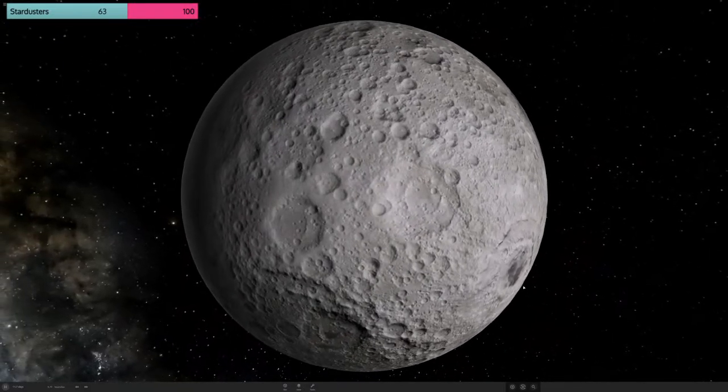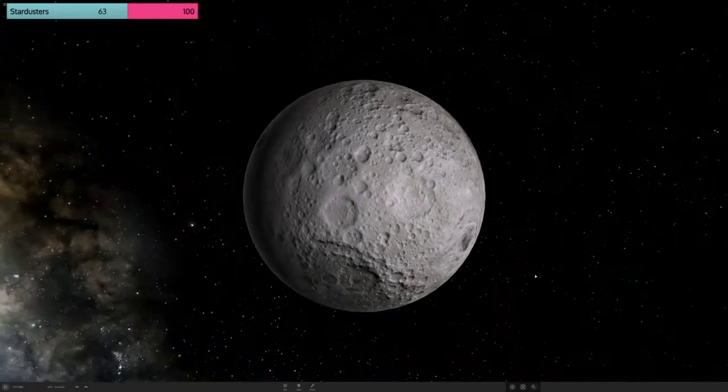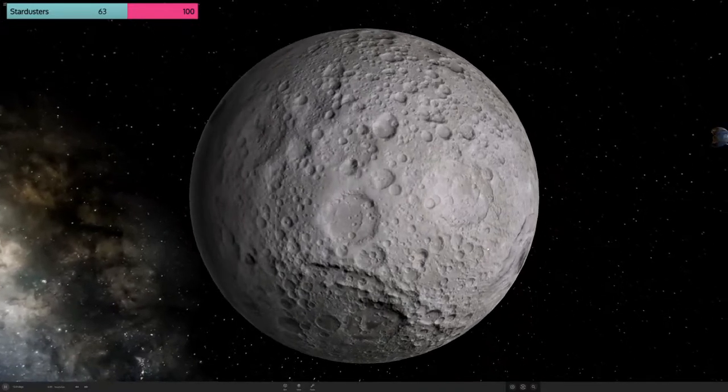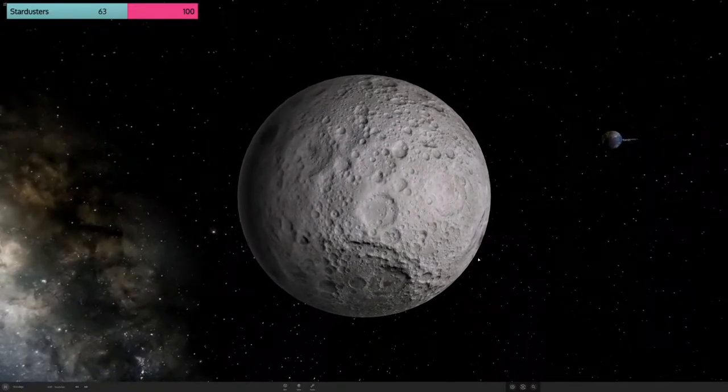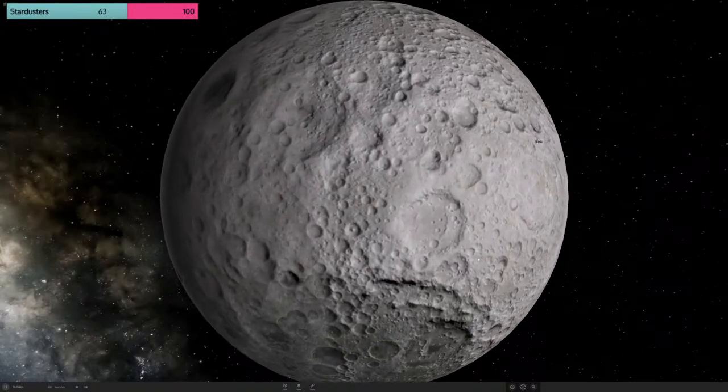This side of the moon's a little bit thicker than the other side. Again, it's tidally locked, so the side facing the Earth has actually been thinned out over time by the Earth's gravity.